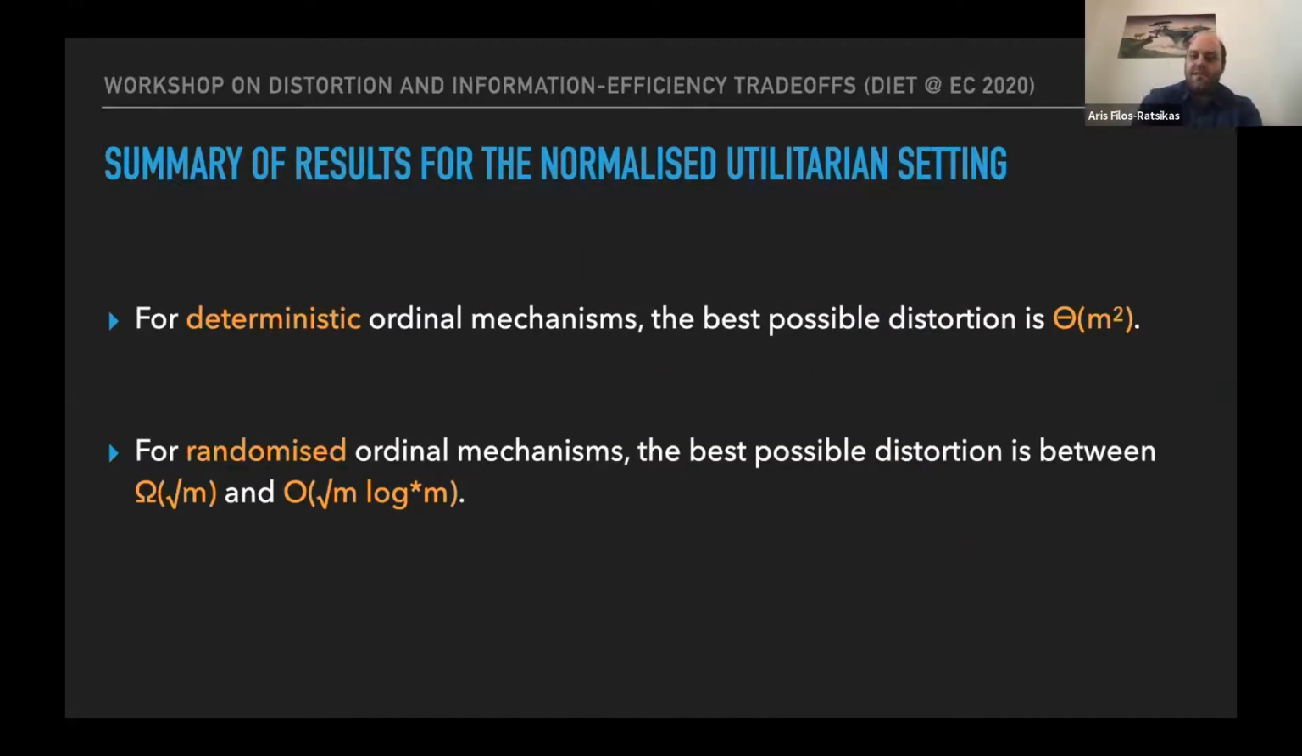So summarizing the results for the normalized utilitarian setting, for the deterministic case, the distortion is m squared asymptotically. For the randomized case, it's effectively square root of m. So this is what we know about what I would call the basic setting, the setting where everything started from. But there are multiple extensions, and I will mention some of them now.